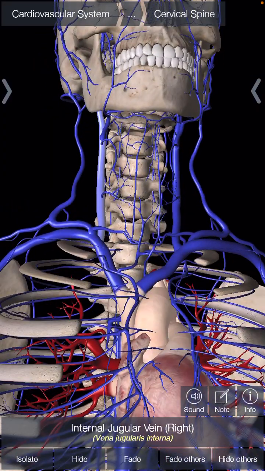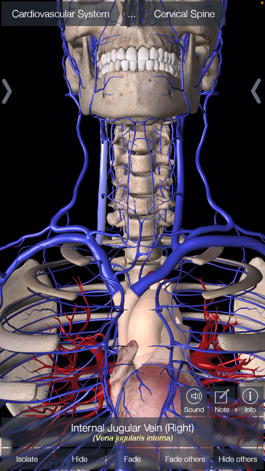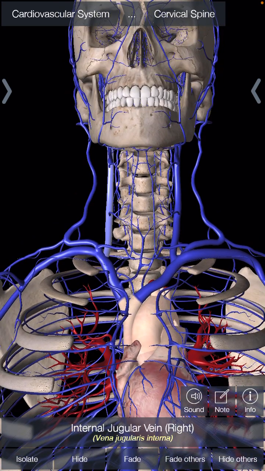Given it is a more important and vulnerable vessel, the internal jugular vein. That's all that you'll need to know.